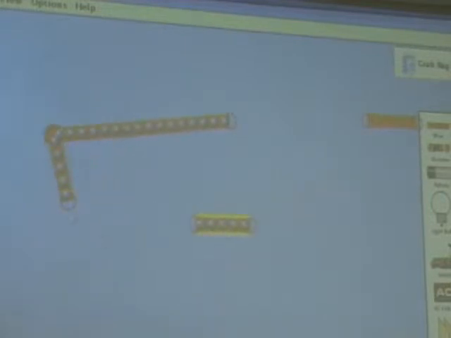Now, if I want the basic circuit, what else do I need for current to flow, did we say? Potential difference. So out we go, we've got that battery. There's my battery, nice and simple.